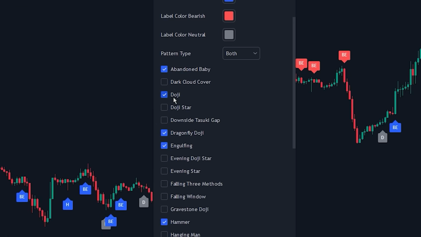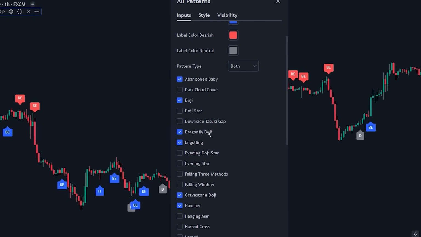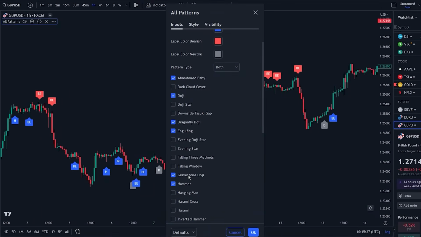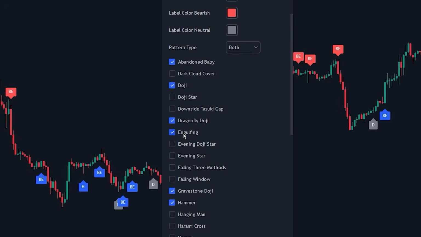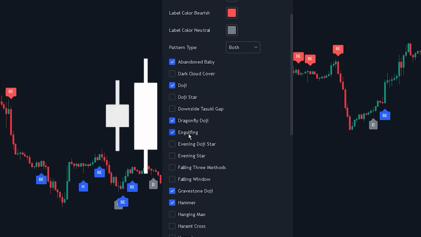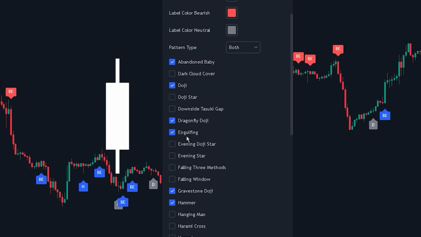The next two candlestick patterns we will enable are the dragonfly and gravestone doji. The dragonfly doji is a bullish candlestick pattern that resembles a T. The gravestone doji is the opposite, indicating a bearish reversal. Another important pattern we will be enabling is the engulfing candlestick, which occurs when the body of a larger candle completely engulfs the body of the preceding smaller candle.